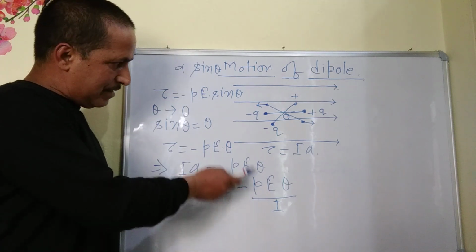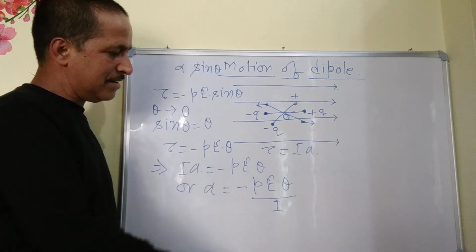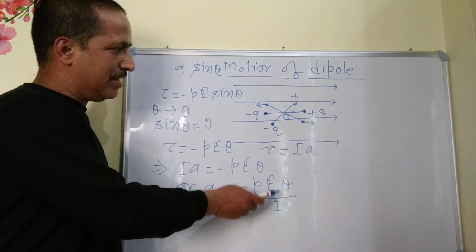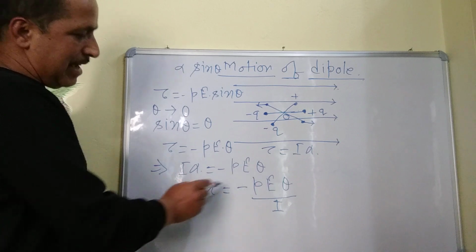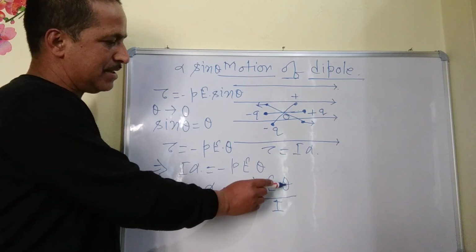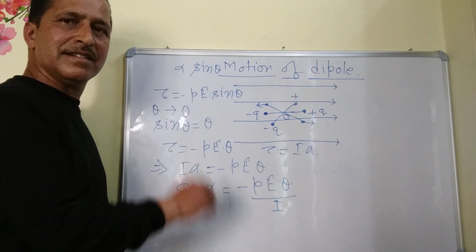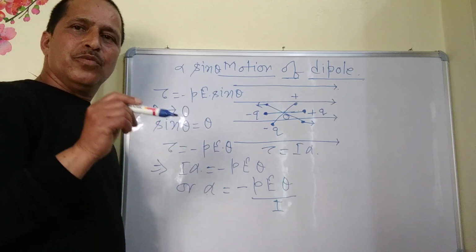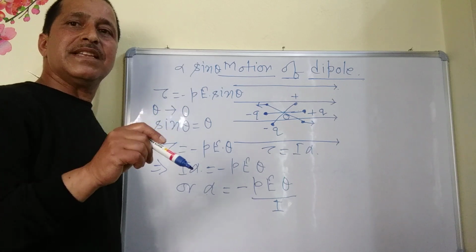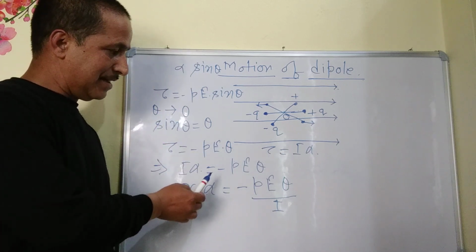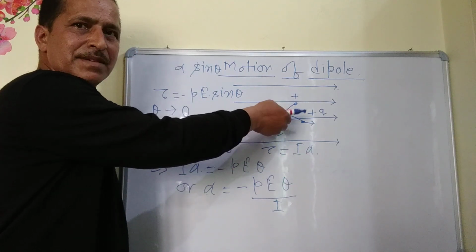Now we know that in this case the dipole moment is constant, the electric field is constant, and the moment of inertia of the given dipole about the given axis is also constant. It shows that the angular acceleration so produced is proportional to the angular displacement and is oppositely directed. This is the condition for a particle to perform oscillatory motion. It means the dipole will now start performing oscillatory motion about the axis passing through its midpoint.